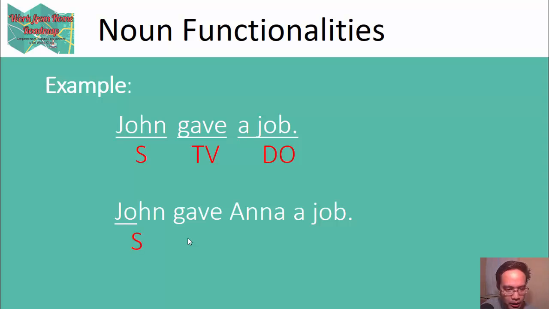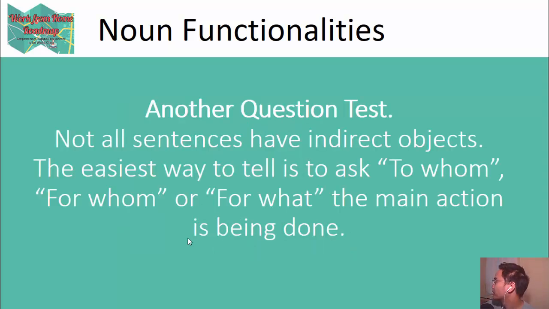In the second sentence here, John is still the doer of the action. He's the subject. And the action is he gave. Anna here is an indirect object because Anna is affected by the action, but Anna is not the direct receiver of the action. The direct receiver is job because John gave a job. Anna is just affected. She is not the direct receiver. She's the indirect object.